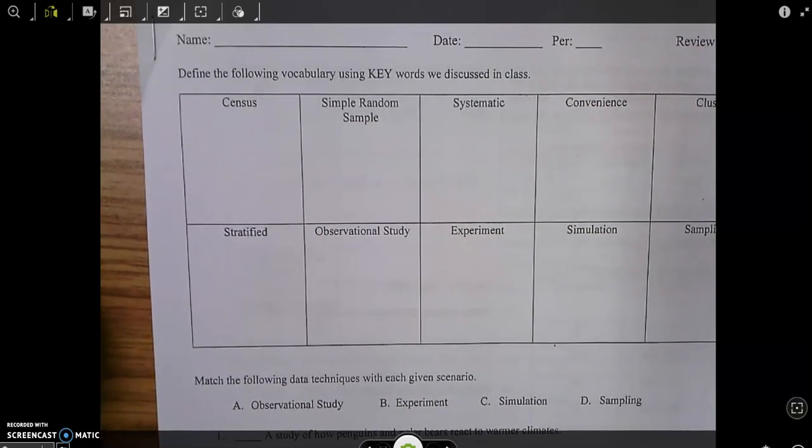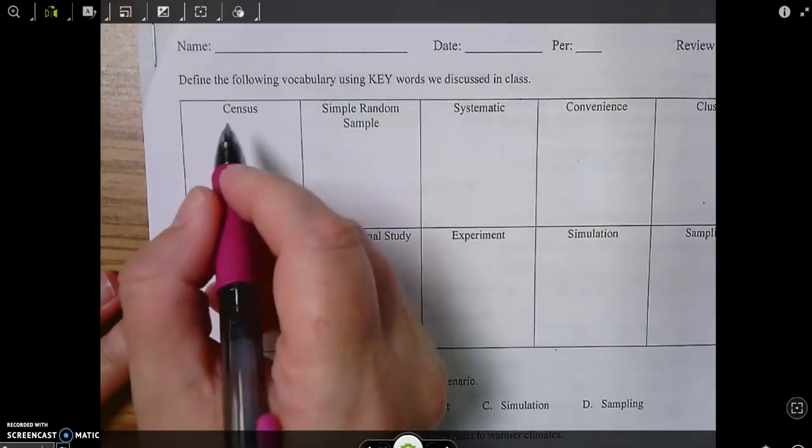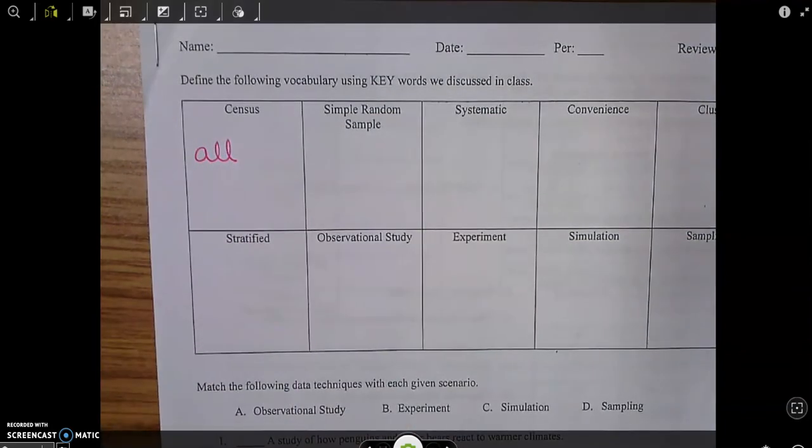Okay guys, so here's the review for your interim. So let's talk about all these different types of sampling or experiments. Okay, so the word census. This means we're going to talk to everybody. So all is going to be involved.